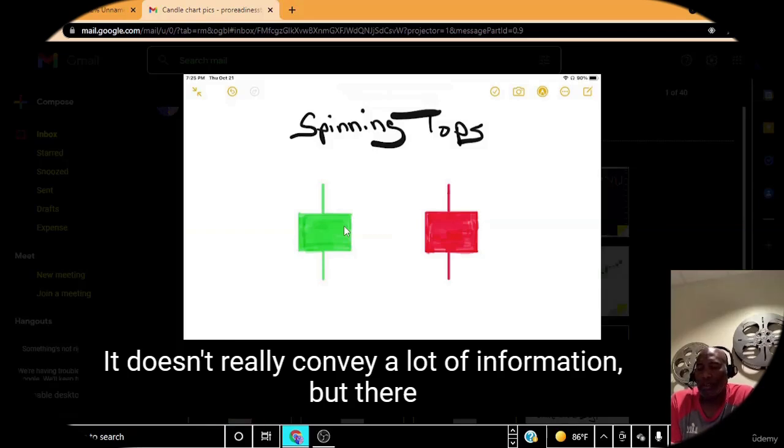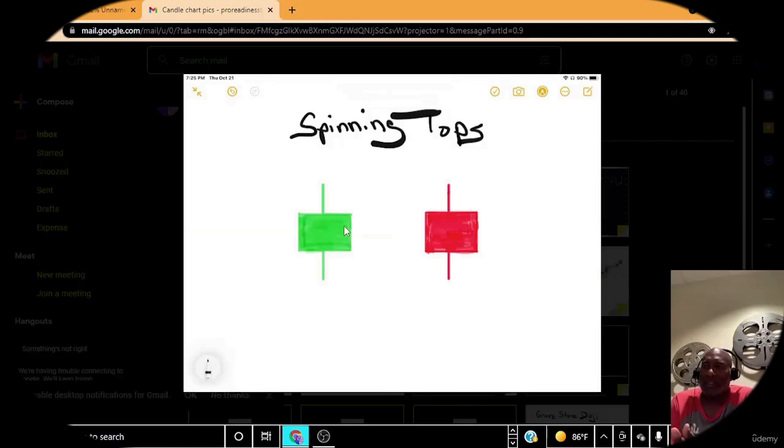but there are things that you can look at.